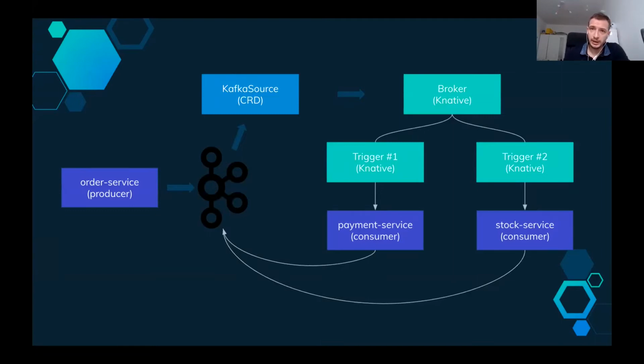We need to use Kafka source CRD object to get messages sent by these applications and to forward them to a Knative broker. Okay, so events that are delivered to the broker are forwarded to subscribers using our object triggers. So we have two applications that consume events and two triggers that are responsible for filtering these events and sending them forward to these applications.